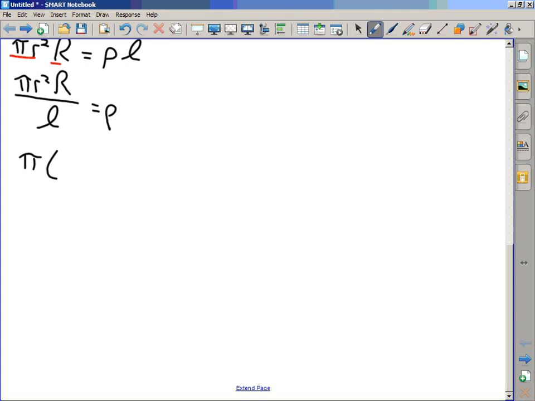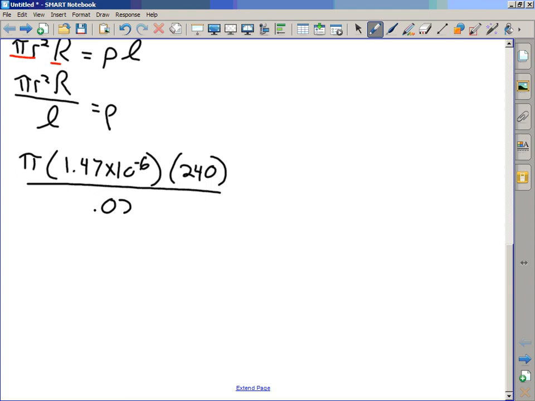1.47 micrometers. 1.47 times 10 to the negative 6. Micro means negative 6. So micrometers, negative 6 meters, right? 4.17 times 10 to the negative 6. The resistance that I solved for up there, please give me that. 40. All divided by the length that I gave you up there. They should be the r squared. Thank you.